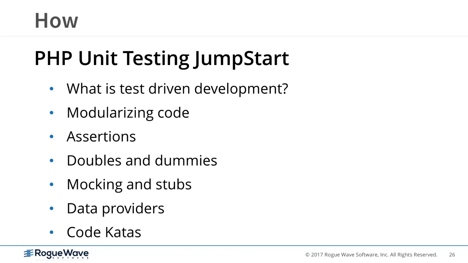But we teach the basics. What is test-driven development? This is the very basics, because everybody needs to understand the foundations. Then we go into modularizing the code. We talk about the assertions. We start talking about things that sound like spies, doubles and dummies, mocks and stubs, all of this kind of stuff. But it's very important that people understand how to write these so that they know when to write them. Then we talk about data providers, which ones to mock, what to mock, that kind of thing. And then we end the day running code katas, and some of them you'll get through, some of them we leave you with to practice.